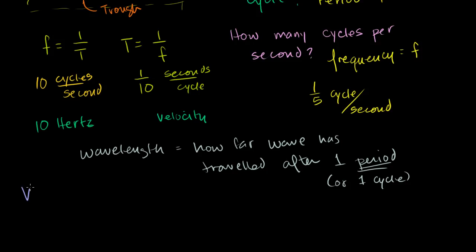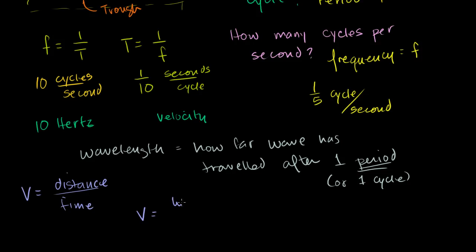Well, the velocity is equal to distance divided by time. Is equal to distance, I'll write it out, is equal to distance divided by time. Well, for a wave, your velocity, and I could write it as a vector, but I think you get the general idea. Your velocity, what's the distance you travel in a period?